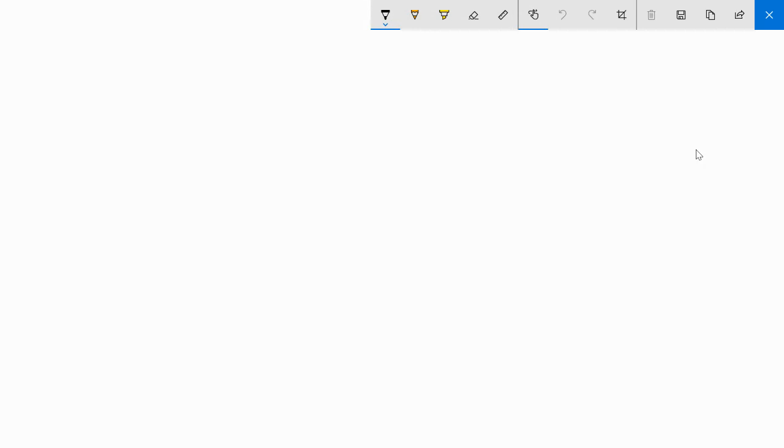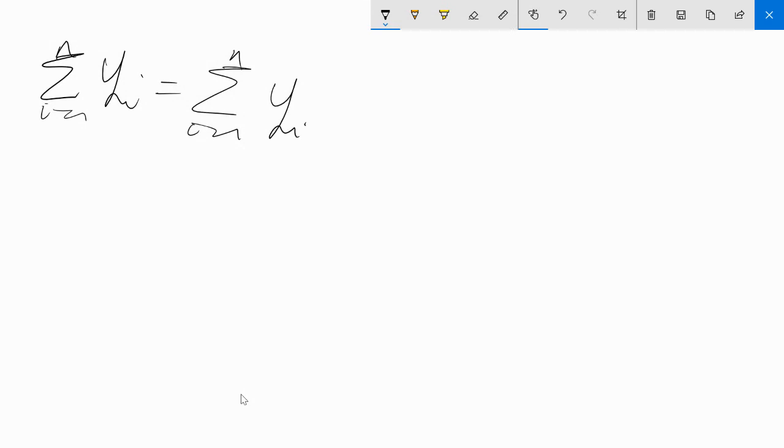So we want to show that the sum of yi, i ranging from 1 to n, is equal to the sum of yi hat. So the sum of the actual values is equal to the sum of the predicted values.